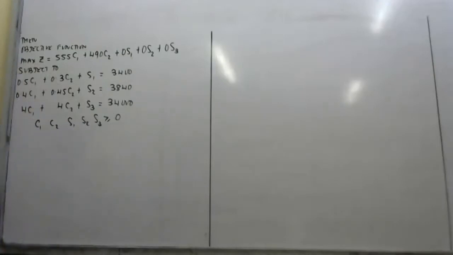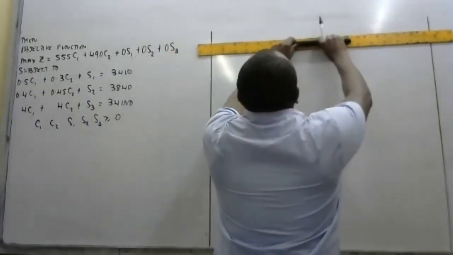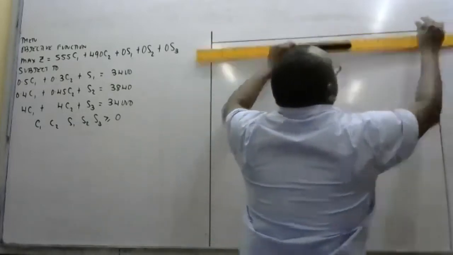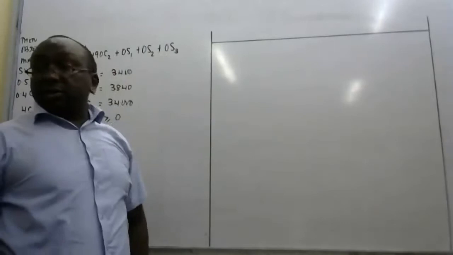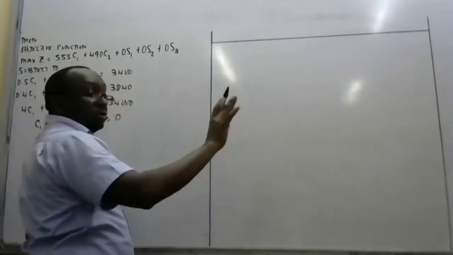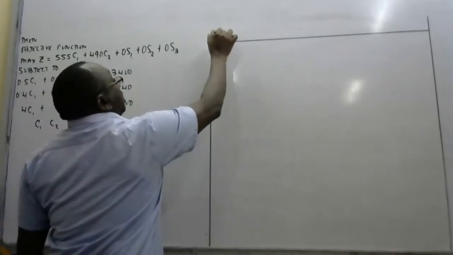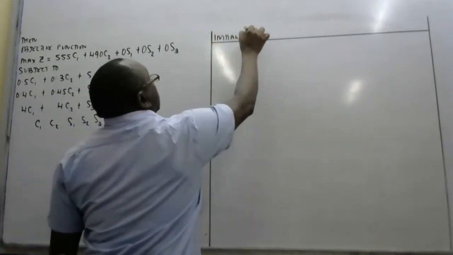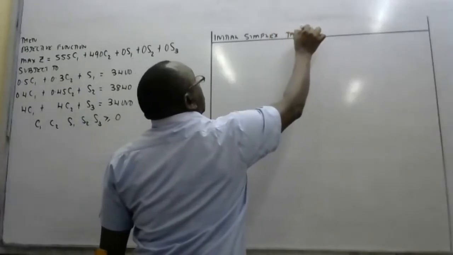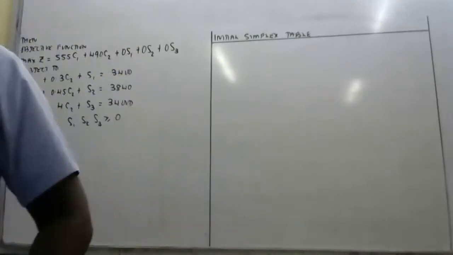So with this now, you prepare the initial simplex table. For the interest of time, we shall not draw lines. I will not give you time to draw lines. Because your books are well ruled, just leave space. So, initial simplex table. If we start drawing lines, we may not finish.